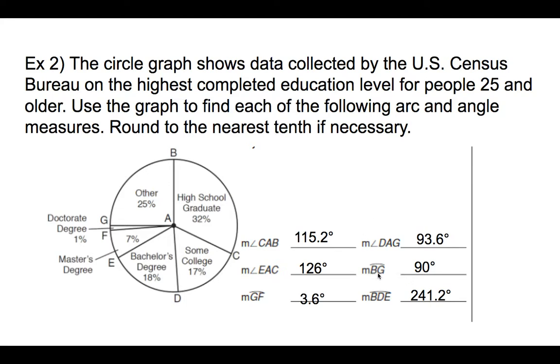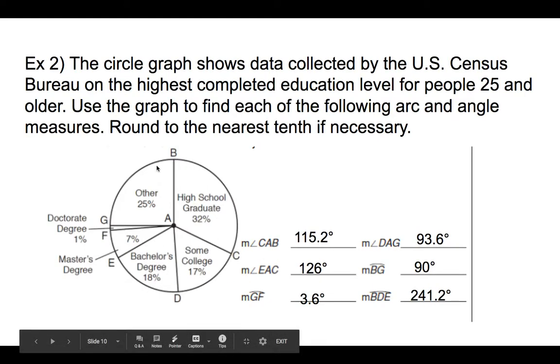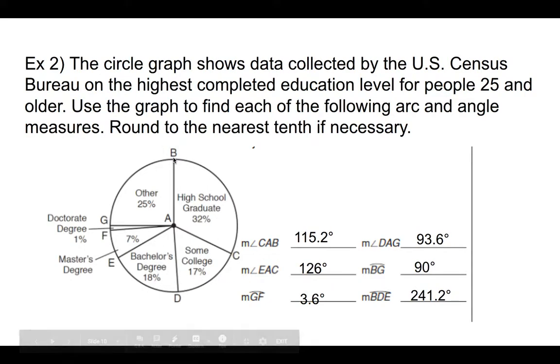And notice for arc BG, I say 90 because if I didn't specify any of these letters in between, you always just want to take the shortest route. So the shortest route from B to G is that 25%.